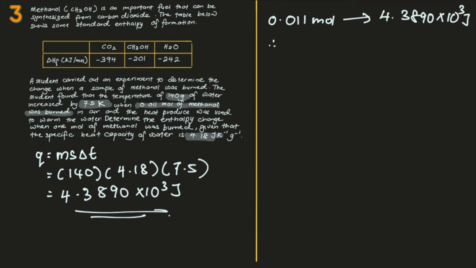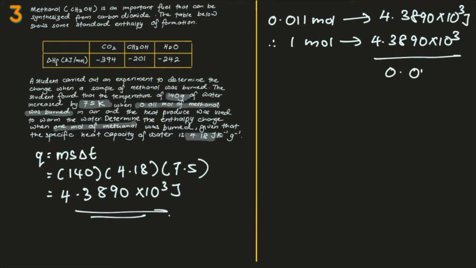So you were asked to calculate for 1 mole, right? Therefore, 1 mole is equivalent to 4.3890 times 10 to the power of 3 divided by 0.011. So you should be able to get the final answer equivalent to 3.9900 times 10 to the power of 5.